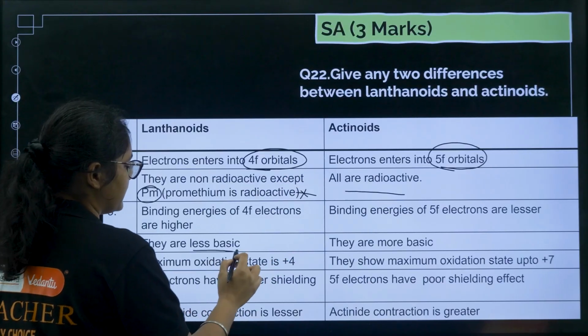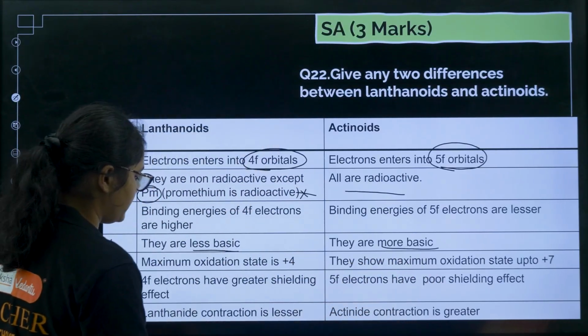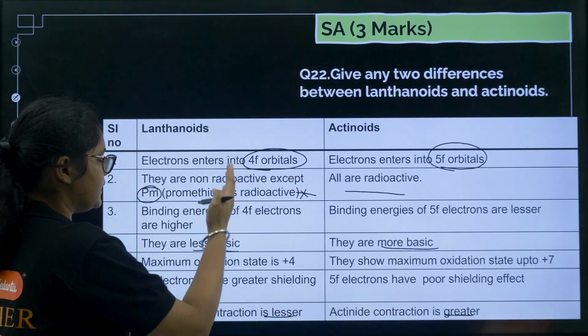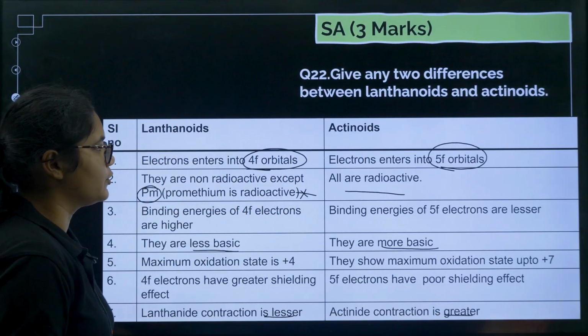Next you can write down: lanthanoids are less basic, actinoids are more basic. Lanthanide contraction is lesser, actinoid contraction is greater. Any points you can write down from here.